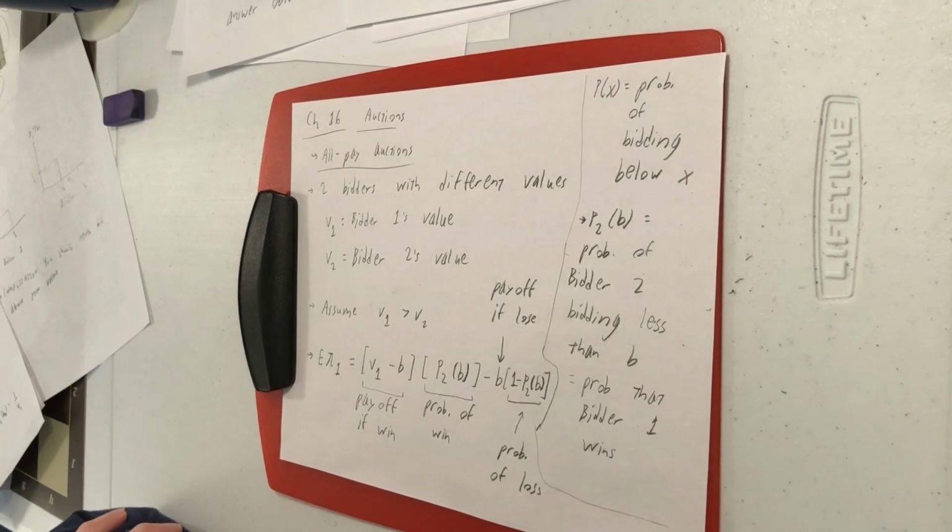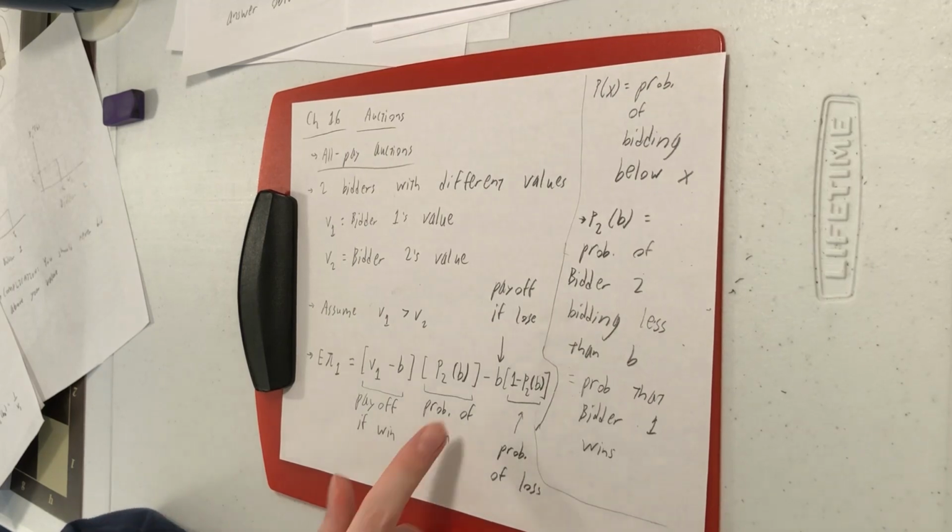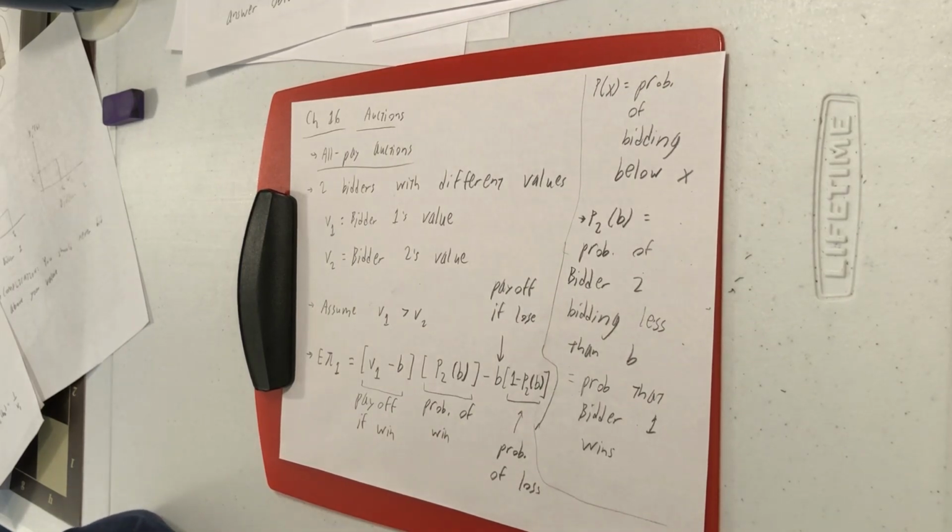Where does that come from? Well, if you win with probability, let's say 30%, that means you lose with probability 70%. Or if you win with probability 20%, you lose with probability 80%. In general, if you win with probability P2 of B, you lose with probability 1 minus that.